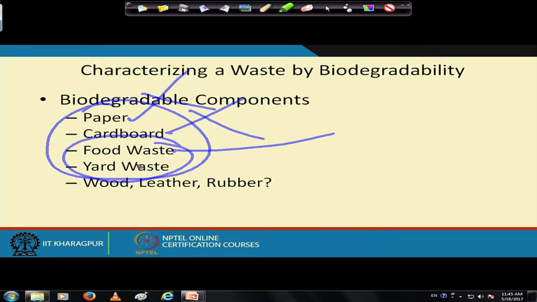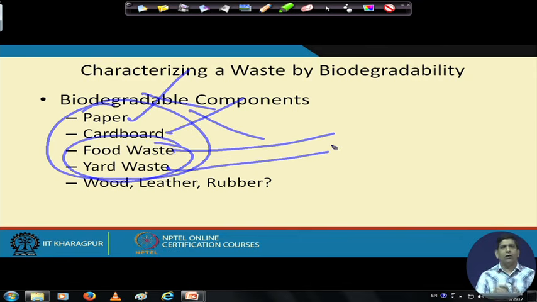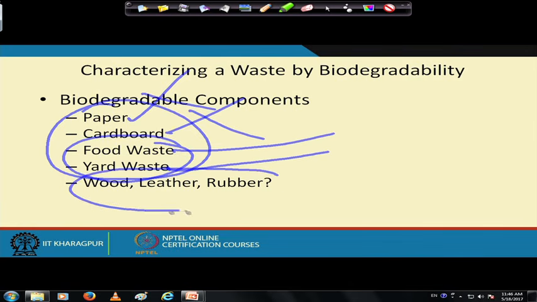So again, for food waste, what you are getting at the site is not the amount that is coming from the house. Yard waste is anything like wooden stuff, leaves and those kinds of things. And again, part of it could be eaten by cows and other animals along the way as well. So those things have to be taken into consideration. And wood, leather and rubber, in theory they can degrade, but in practice they don't really degrade that much, because it takes a long period of time for them to degrade. So essentially we are looking at these four: paper, cardboard, food waste and yard waste.